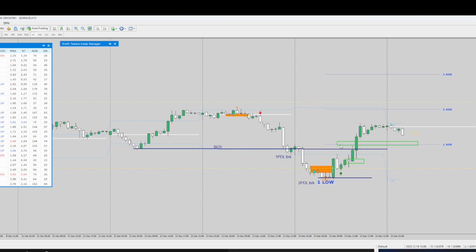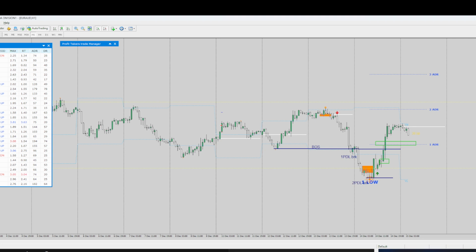if we're going to get support in this area and continue to go up, or if it's going to break down and continue to break, because it didn't take out the week's high yet. But if it does take out the weekly high, then of course we're still long, because going long is all about breaking highs and respecting lows.